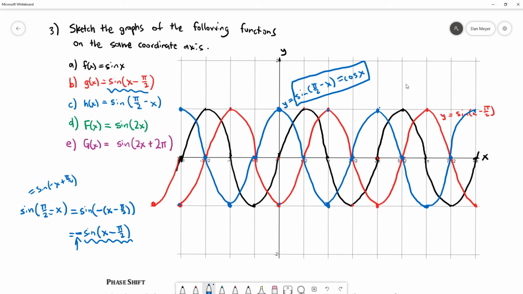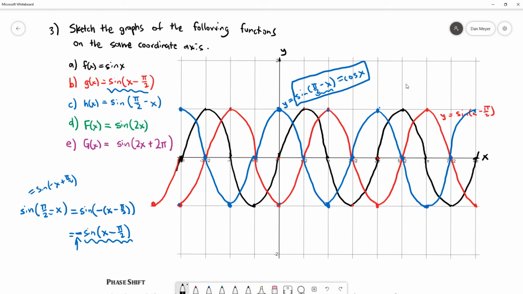Notice that pi over 2 minus x, you can think about that as 90 degrees minus x, the complement of x. All right, so there's a little bit of an aside, a fun thing that we were able to look at here. So those are a couple of horizontal shifts related to sine of x.